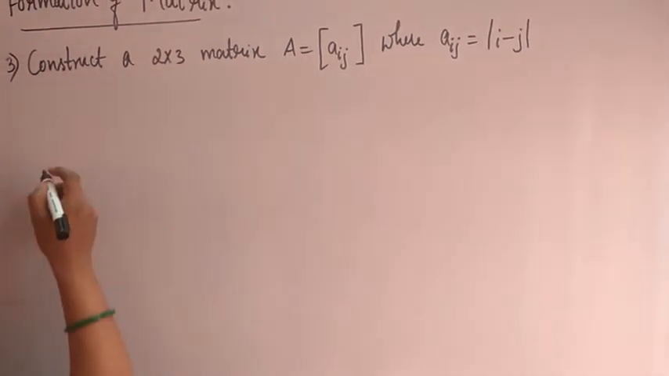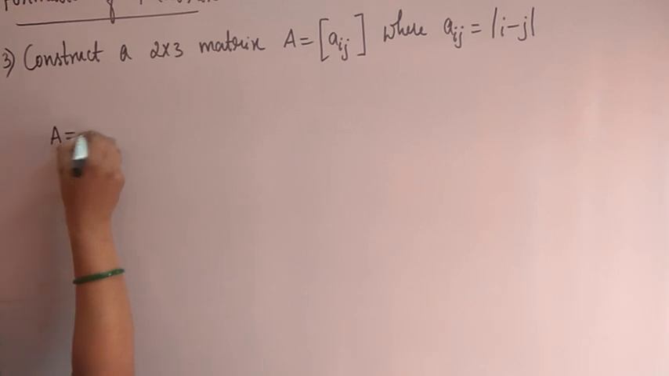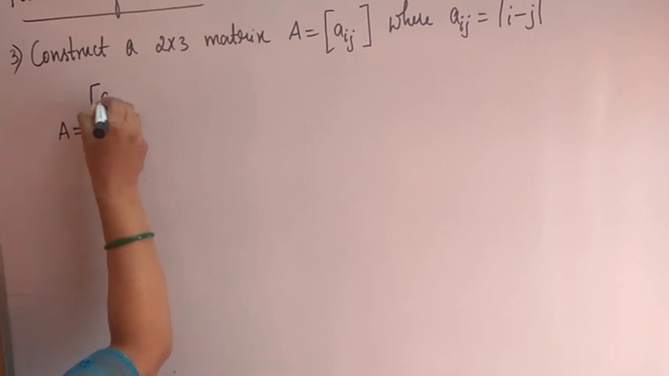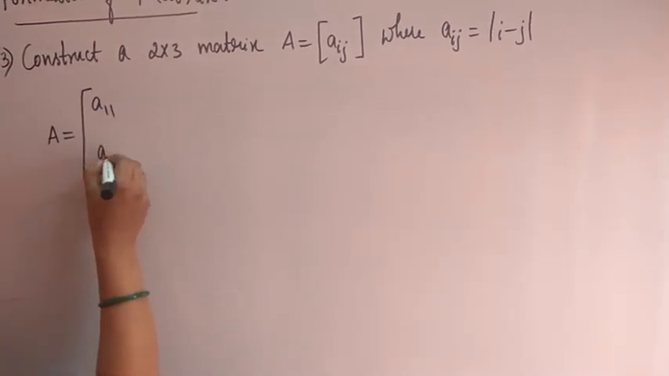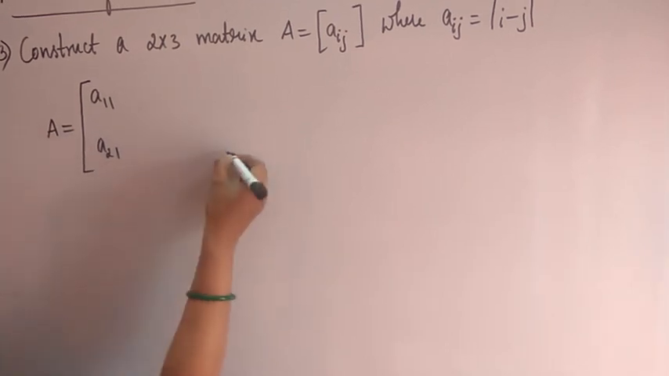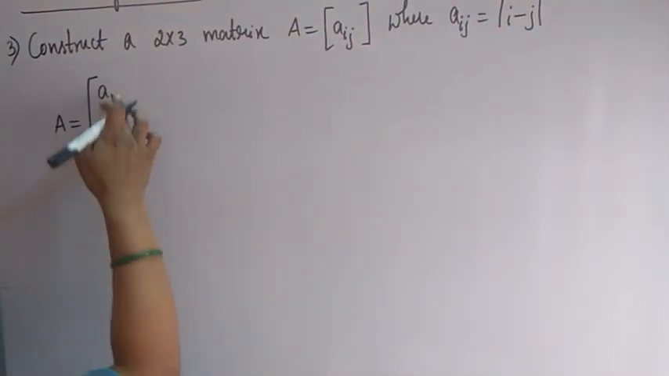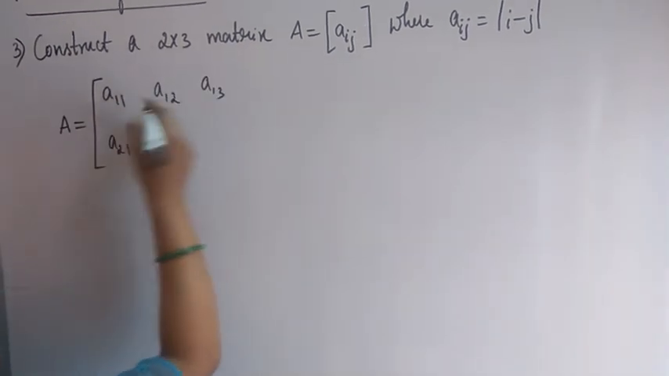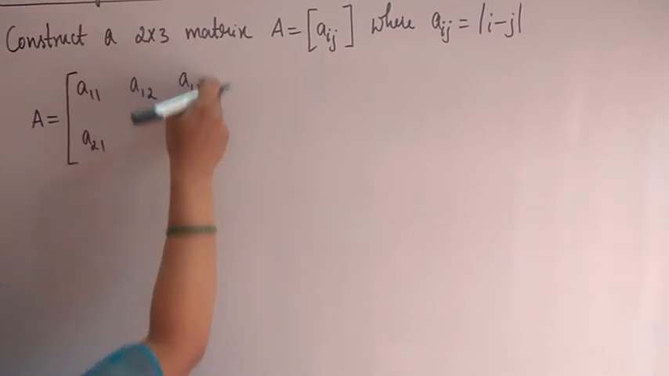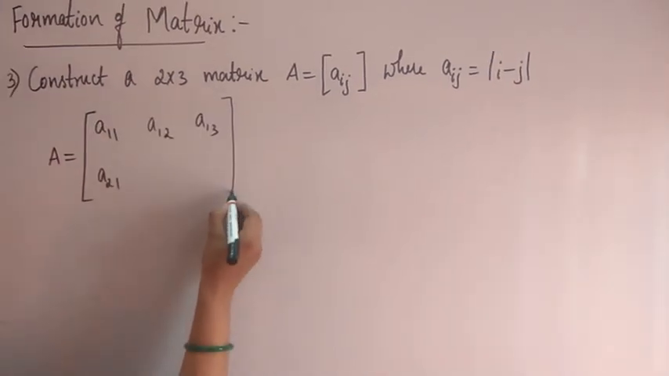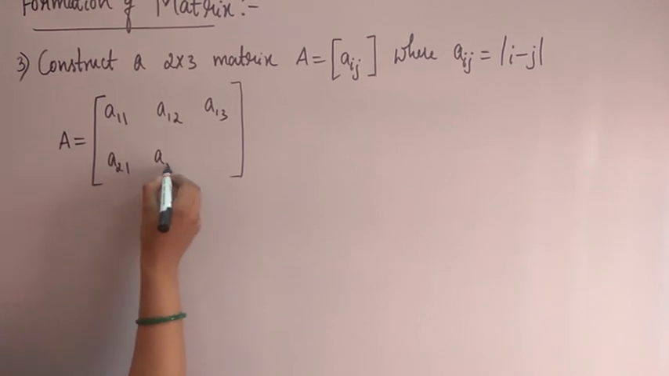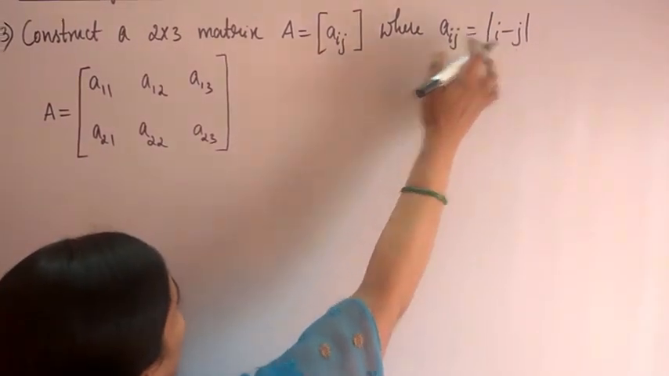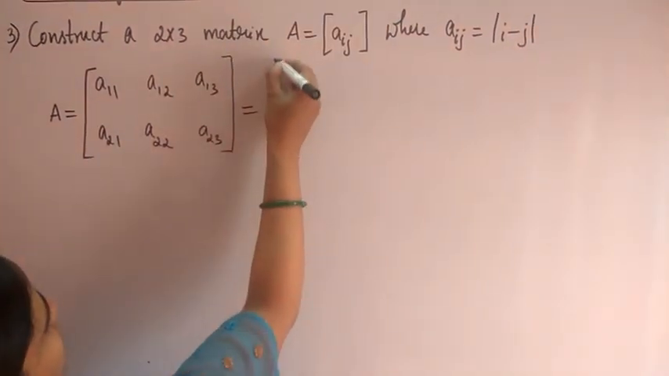2 rows, 3 columns. Let us write the general form. Matrix A equals 2 rows. So here we have to write 2 rows. A11, A21. See here, first row, second row. How many columns? 3 columns. So here, A12, A13. See here, first column, second column, third column. Let us fill completely. 3 columns are there. Okay, A21, A22, A23. So each element is given in the form of modulus i minus j.